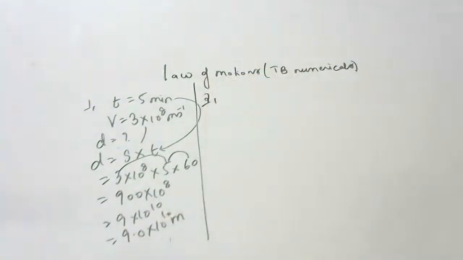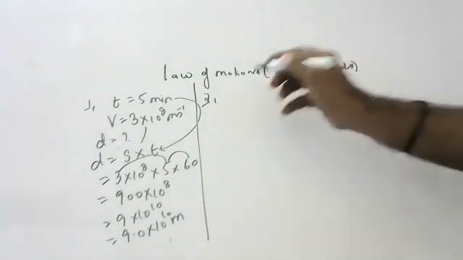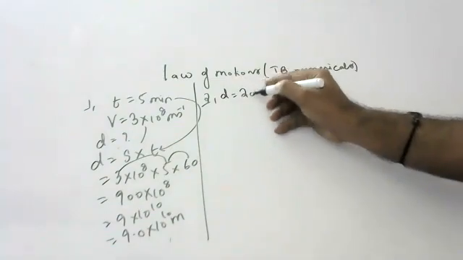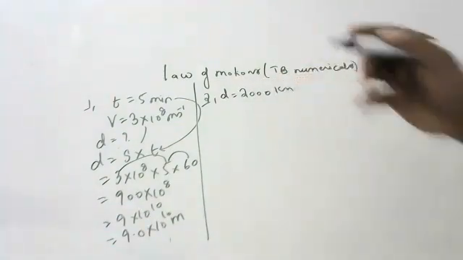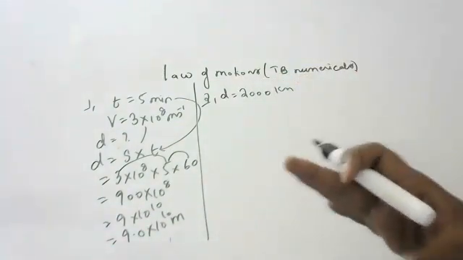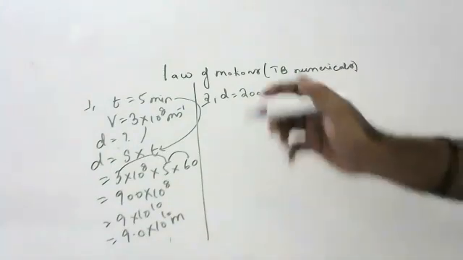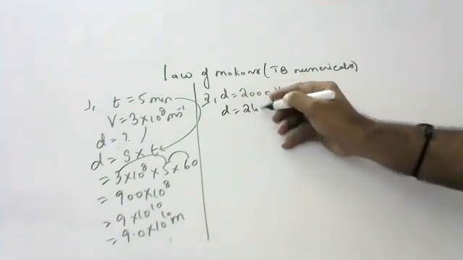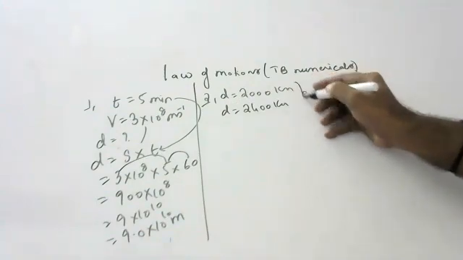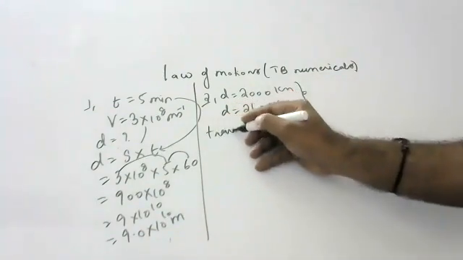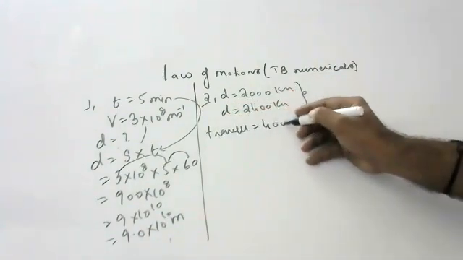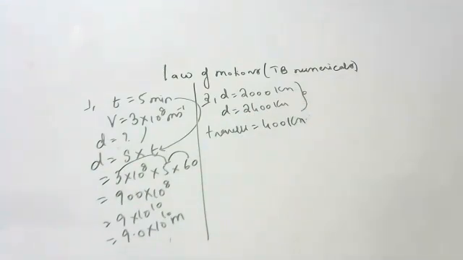Second sum, children. The odometer. All of you know the odometer in the car, no, children? The odometer reads 2000 kilometers at the start. After the end of the trip, it is showing 2400 kilometers. Means how much distance did they travel, children? 400 kilometers they traveled.